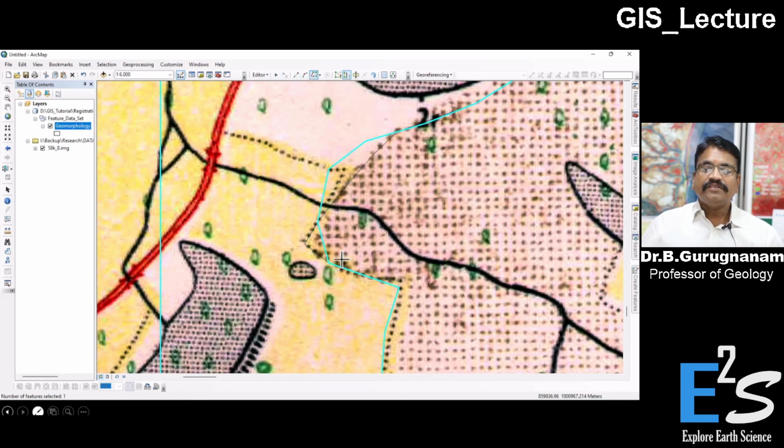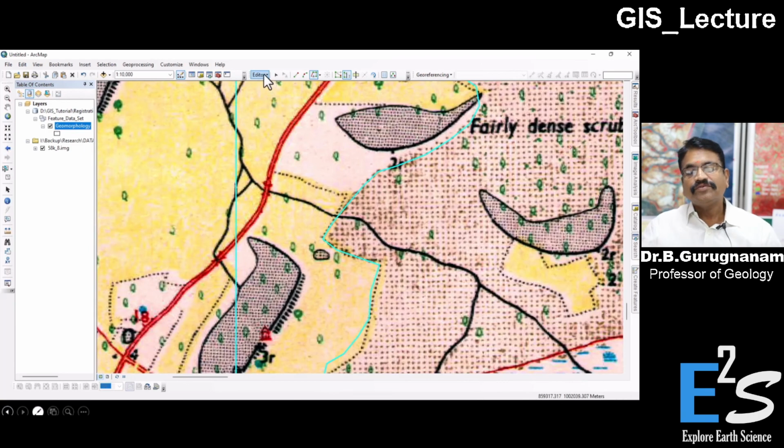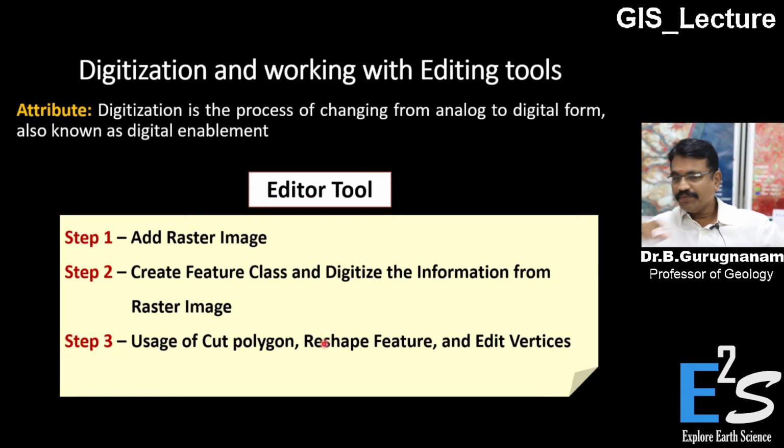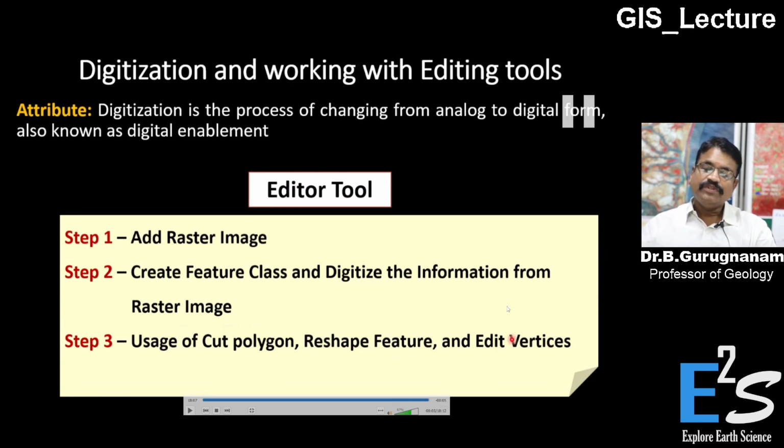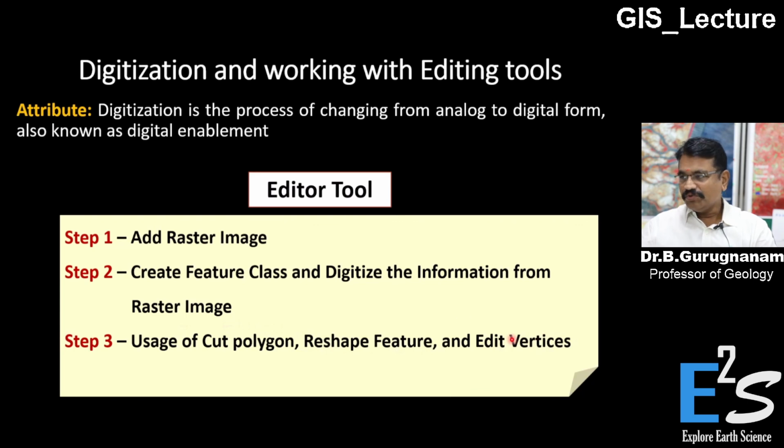Now you trace by taking the old line into a new line. Trace into a new line, the old line will move, and then bring it to the new line. Yes. So this is how we do this exercise of creating a polygon, cut polygon, and reshaping the polygon. With this, the current discussion on digitization and working with the editing tool comes to an end. Thank you very much.